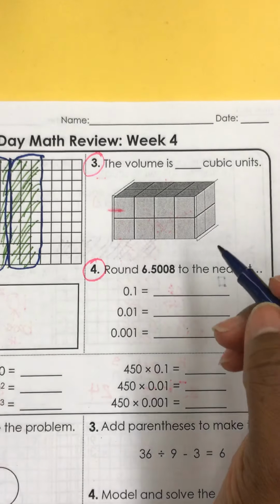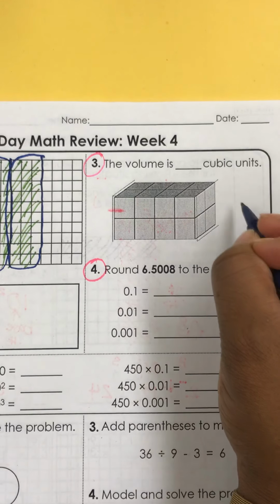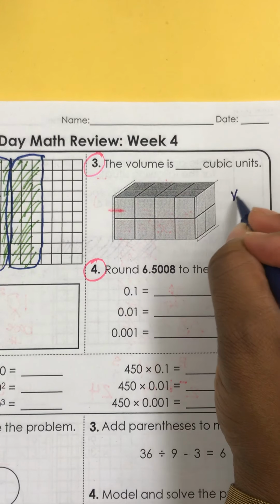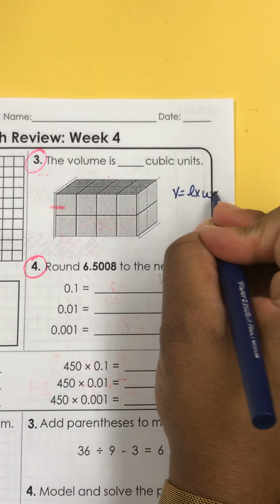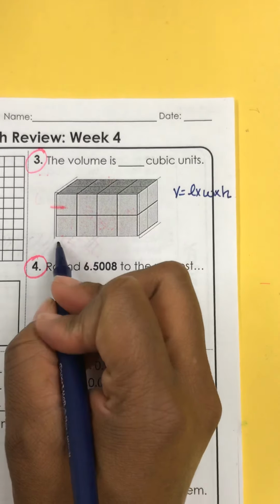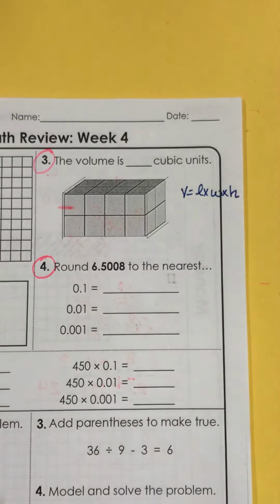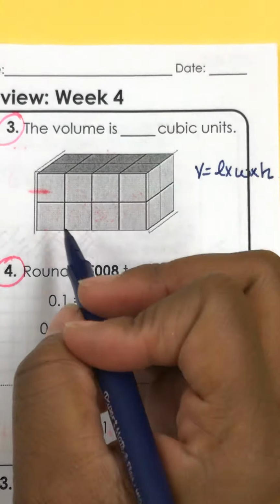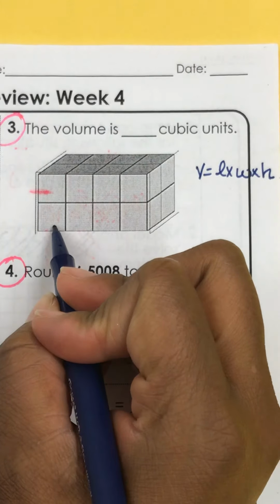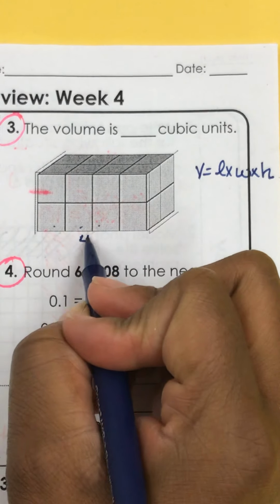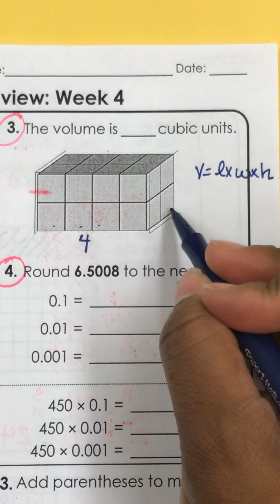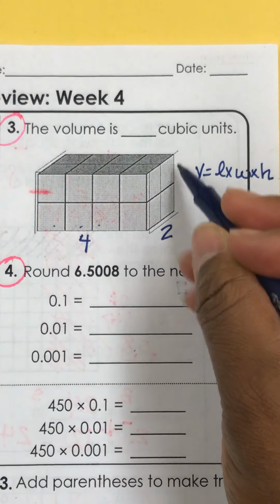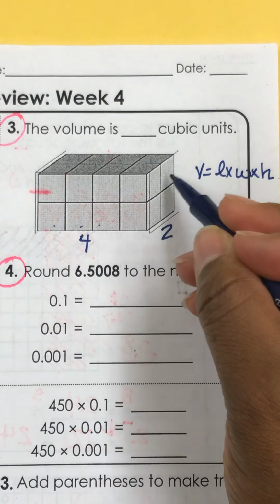For number 3, this is volume, finding volume. Remember, volume equals length times width times height. So we find the length in the front of the rectangle. So this is the length. We'll count that 1, 2, 3, 4. That's the length. Width is this little piece on the side, so we'll count these blocks, 1, 2. Height is going up and down, 1, 2.